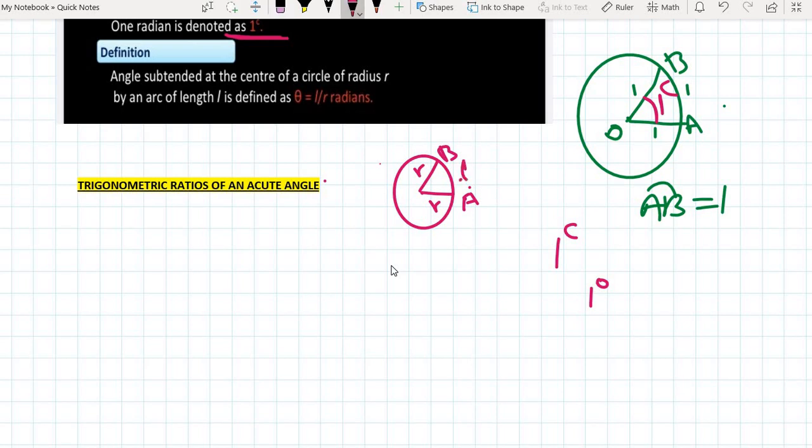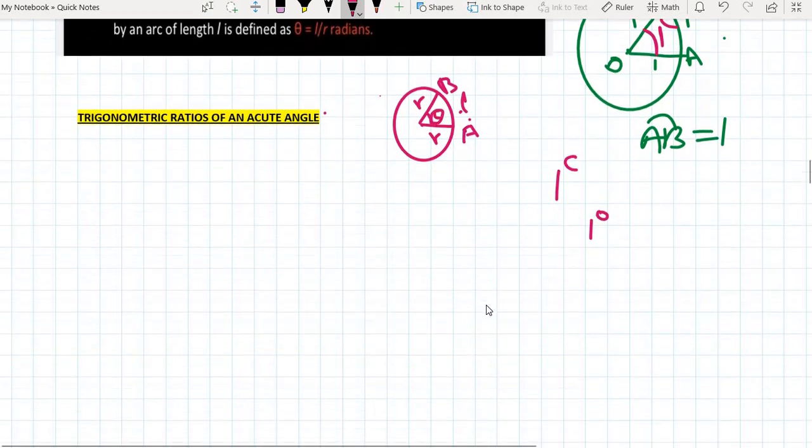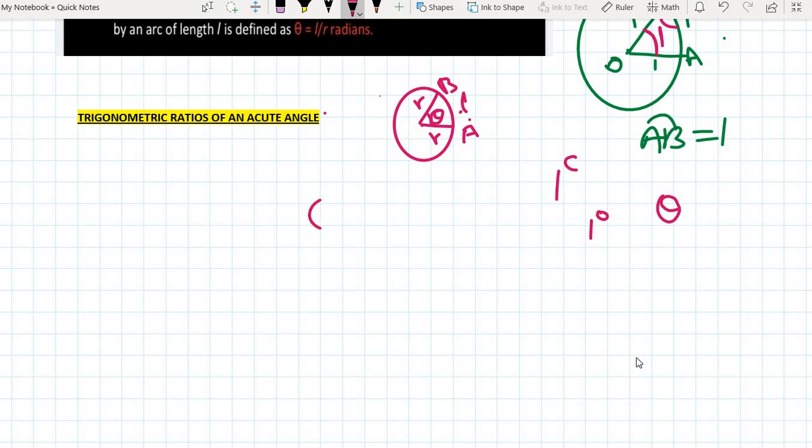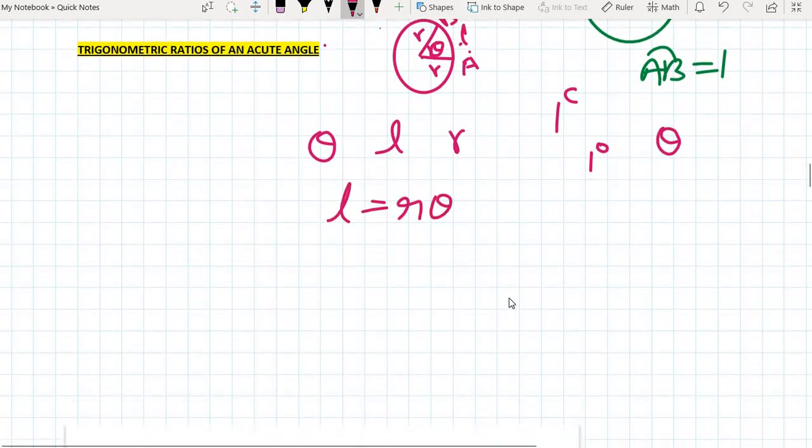Then there is a relation between r, L and the angle formed at the center. Suppose the angle formed is theta radians. This notation is called theta and it is always used to indicate the angle in radian measure. So there is a relation between theta, L and r, that is L equal to r theta. But remember, theta should be in radians only.